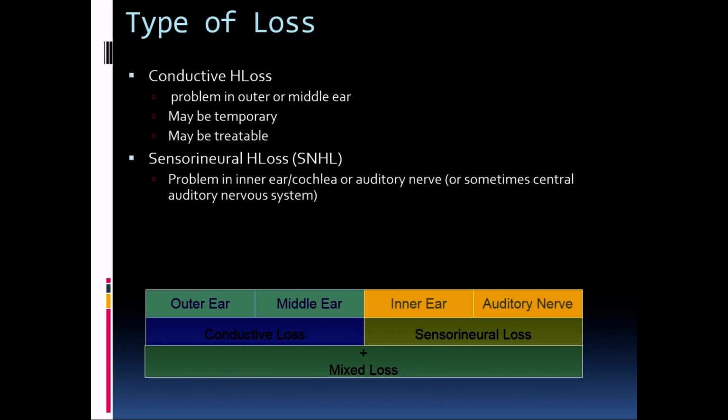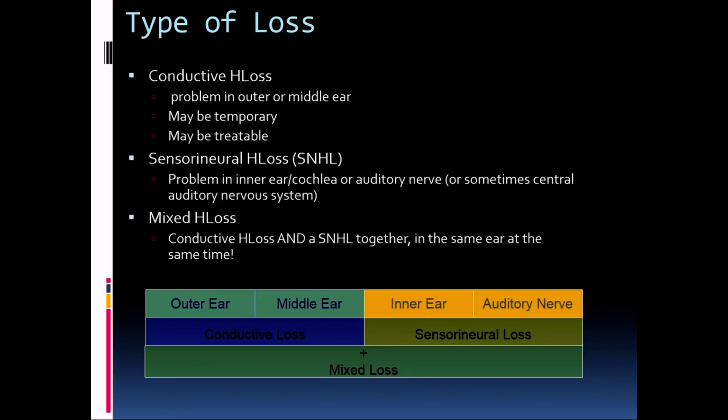Sensorineural hearing loss is a problem in the inner ear or cochlea or the auditory nerve. Sometimes central auditory nervous system, but that's usually called something else. And then you have mixed hearing loss, which is a conductive hearing loss and a sensorineural hearing loss together in the same ear at the same time.